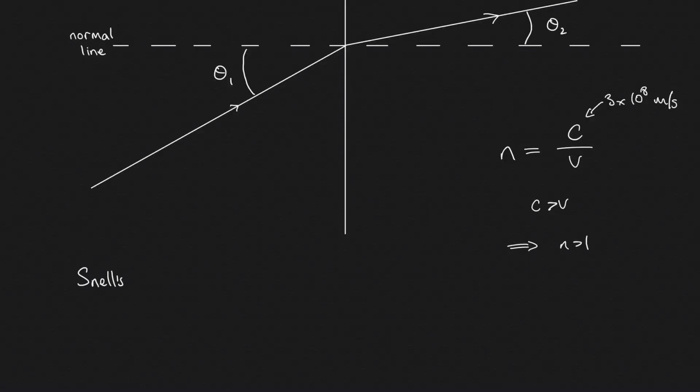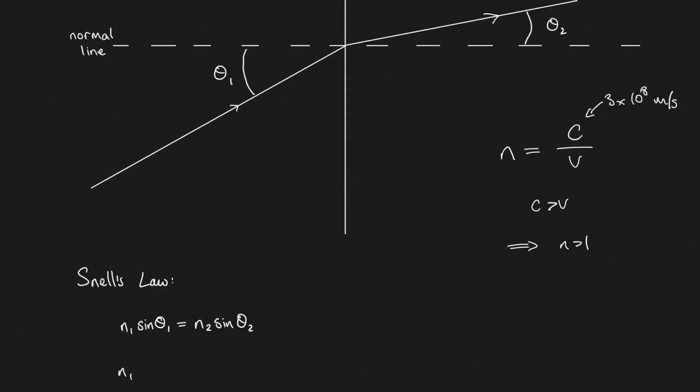We can describe refraction mathematically using Snell's law: n1 sine theta 1 equals n2 times sine theta 2. From this, we can figure out that if n1 is smaller than n2, then theta 1 must be larger than theta 2, as was the case here. In other words, the light bends towards the normal.